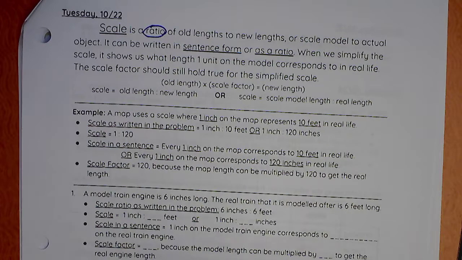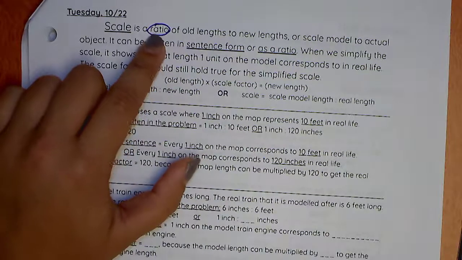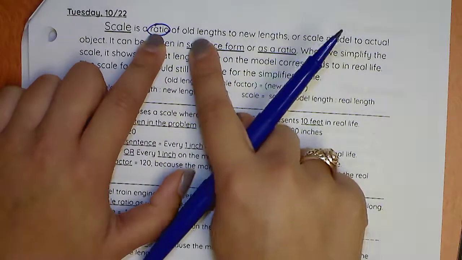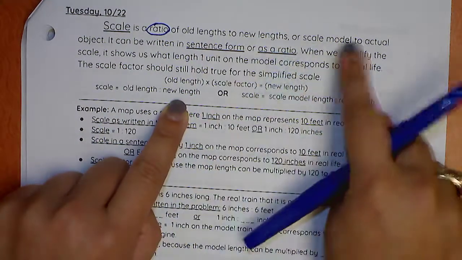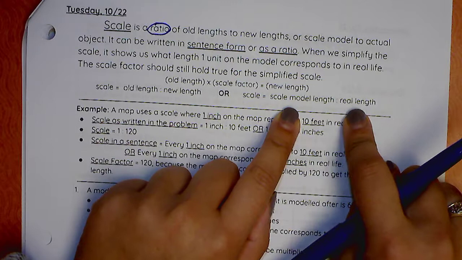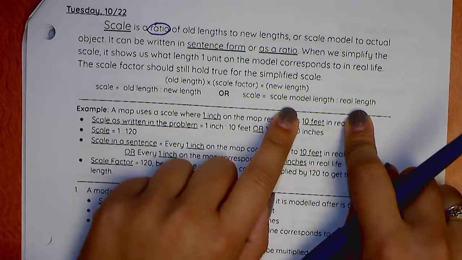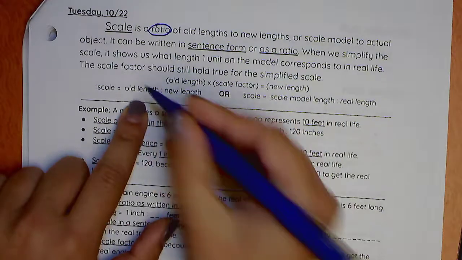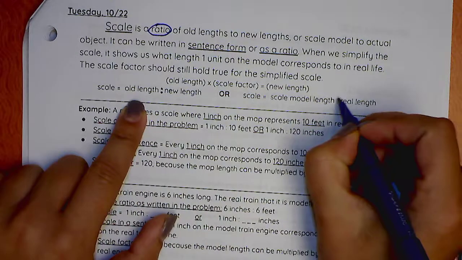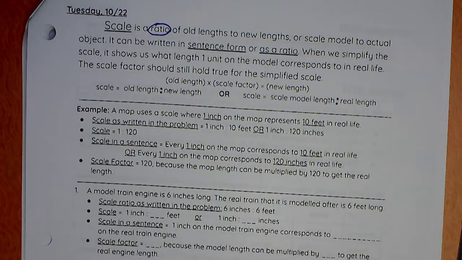Okay, scholars, today we're talking about scale as a ratio, not just scale factor. It can either be a ratio of old length to new length like this, or actual to scale model to actual length. It can be written as a ratio like this, that means something that has these two dots in between, or in a sentence, and you should have done a lot of those for each of these problems.